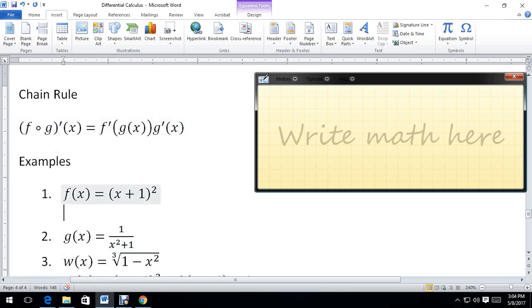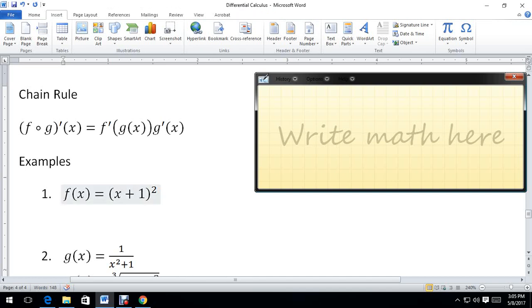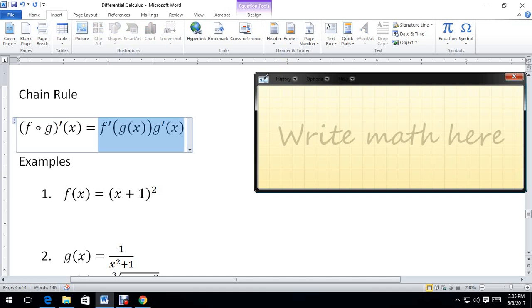Now, our f would be of the form of the base raised to 2, while g of x represents x plus 1. Okay, so this qualifies as a composite function, so its derivative would be of this form. And how to perform this derivative, it should go like this. First we try to copy the symbol.